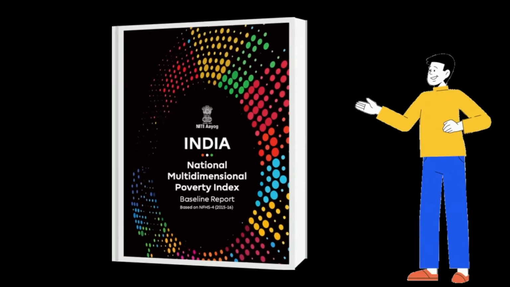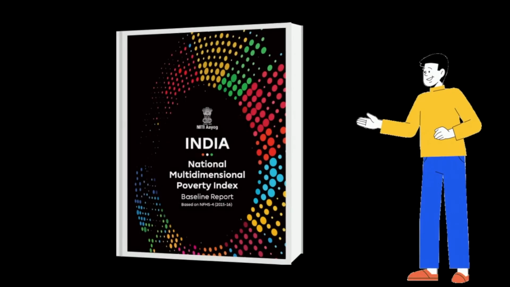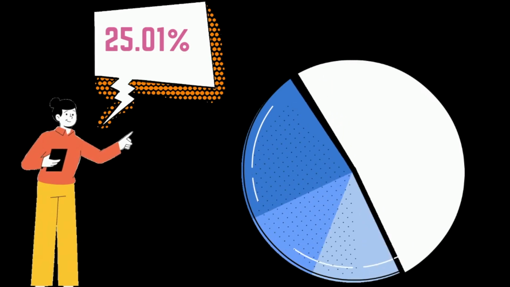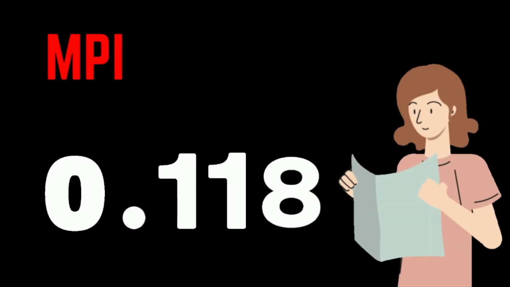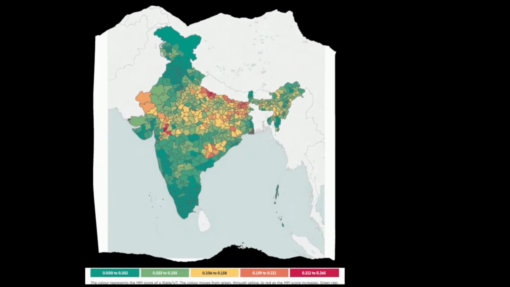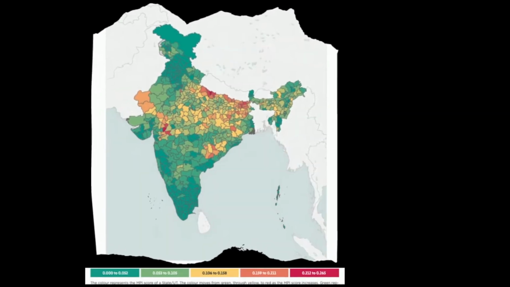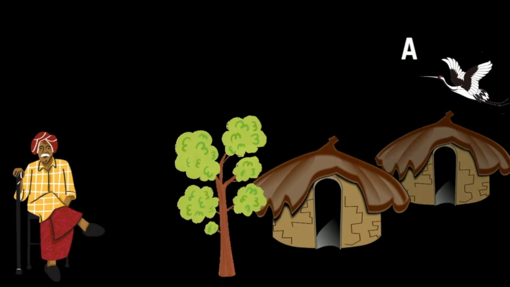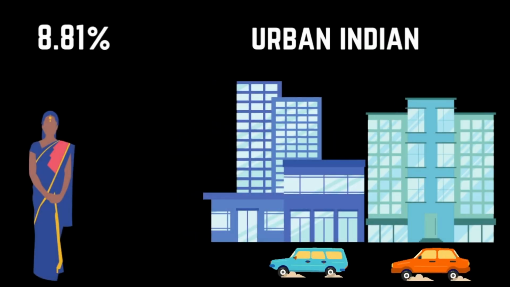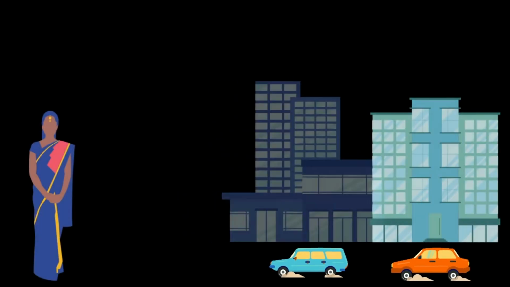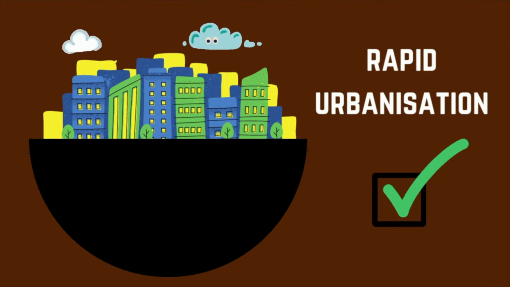Now let's find out what the overall performance of India is. According to this data, 25.01% of Indians are poor with an MPI score of 0.118. In this map on distribution of poverty, we can clearly see the regional imbalances. While 32.75% of Indians in the rural areas are poor, only 8.81% of urban Indians live in poverty. This indicates the importance of more rapid urbanization in India.